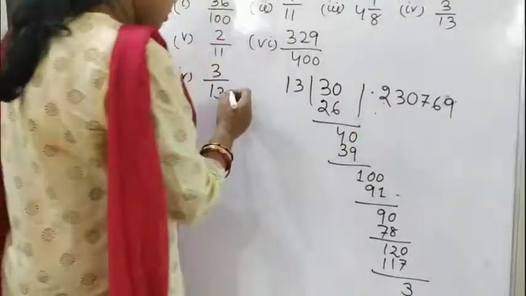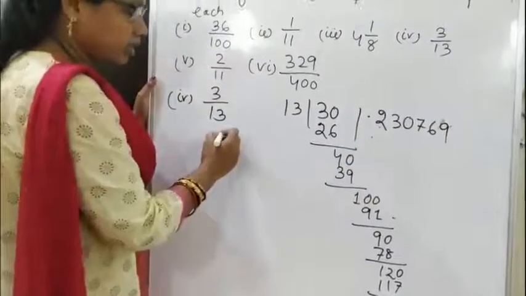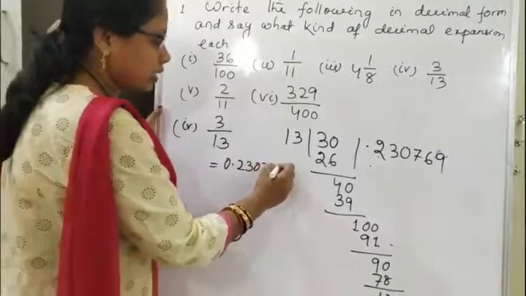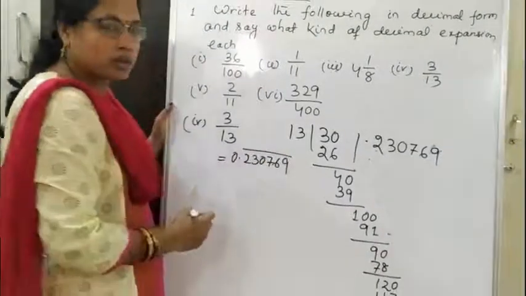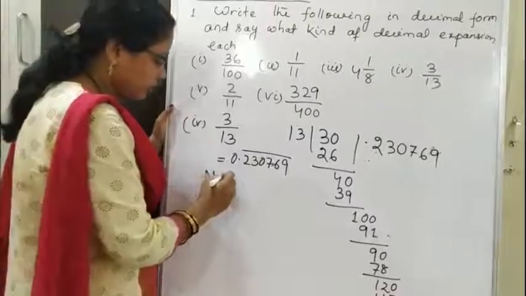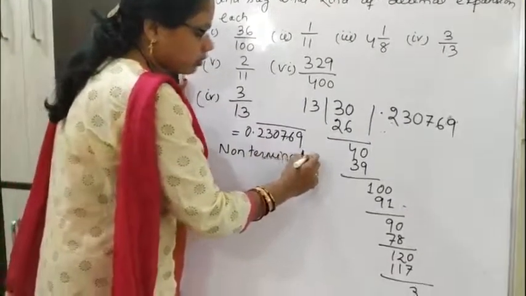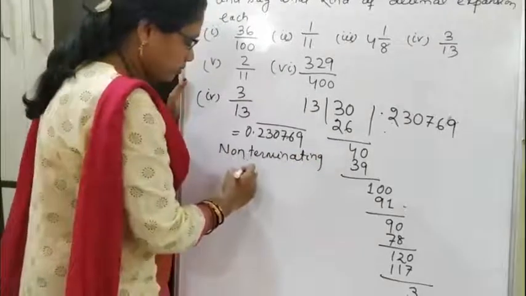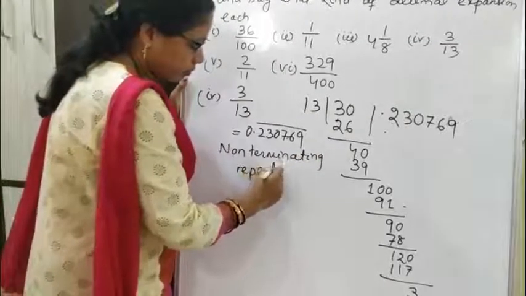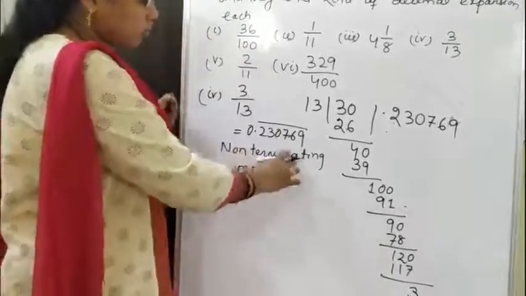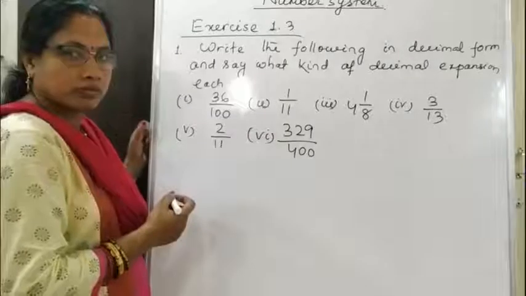That is, the decimal expansion of 3 by 13 is 0.230769 bar. So this is a non-terminating repeating decimal number.